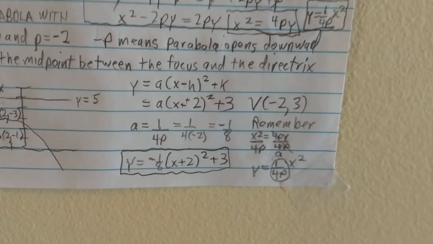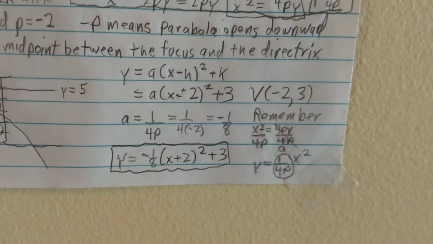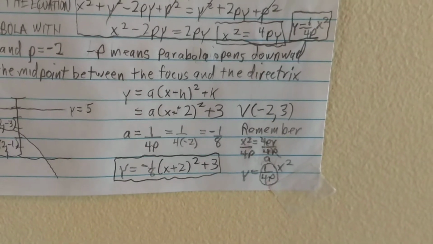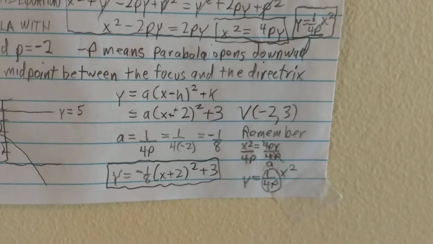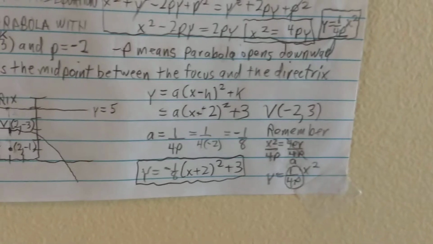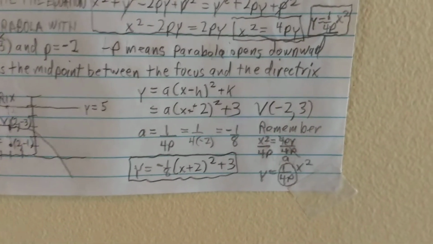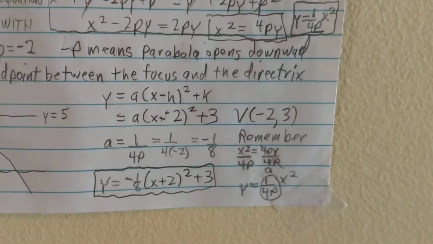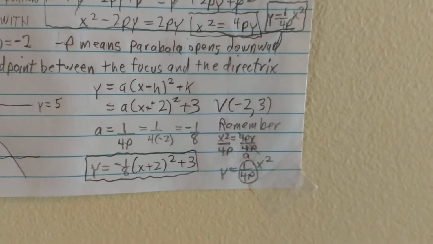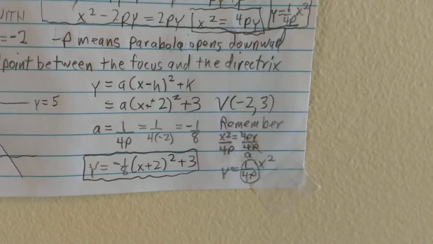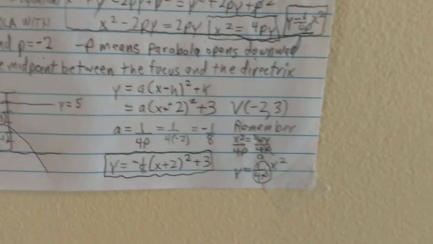Okay, so using the vertex, we have a(x minus -2)² plus 3, and a, as we saw before up in the original derivation, is 1 over 4p. For us, p is -2 because it's going down 2 from the vertex to the focus. So 1 over 4p is 1 over 4 times -2, or -1/8. And there we have our final equation: y is equal to -1/8 times (x plus 2)² plus 3.